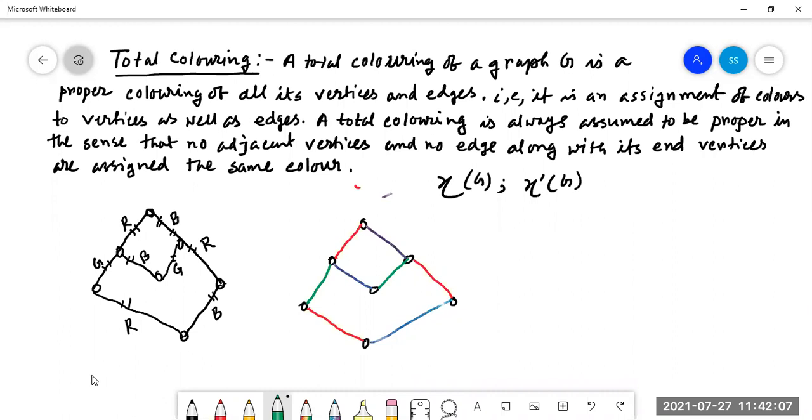Now we can take an example. If we take the vertices 1, 2, 3, then 1 is the middle. Okay, so these are the vertices.